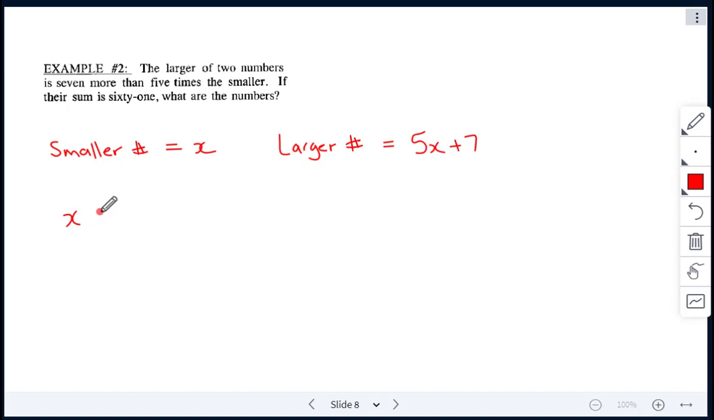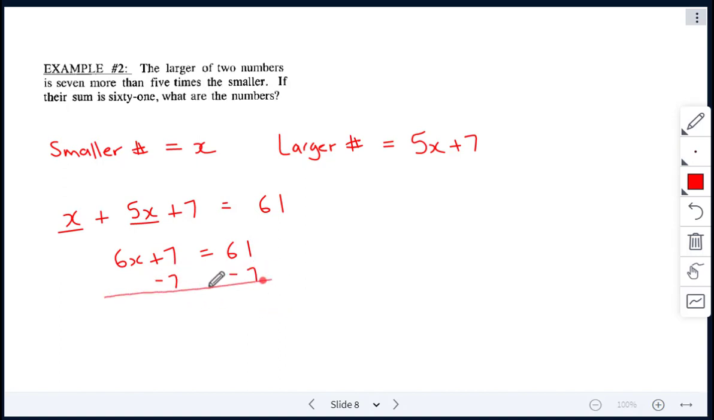So x plus 5x plus 7 is equal to 61. Okay, so here we can collect these 2 like terms. So that gives me 6x plus 7 is equal to 61. And now it looks like a type 2 equation again. We're going to subtract 7 on both sides. That gives me 6x is equal to 54. And then we'll divide by 6 on both sides. And that gives me x is equal to 9.